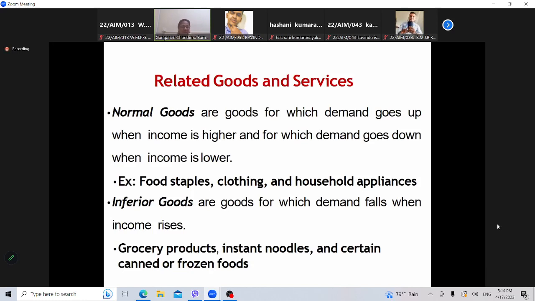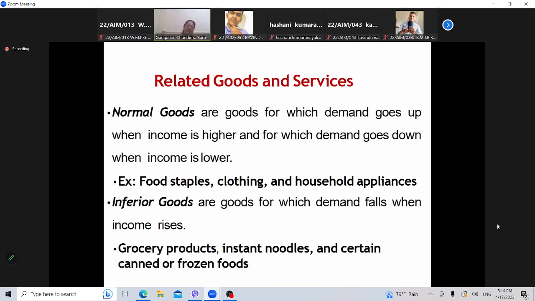When your income rises, you have better income, their demand falls. Let's say grocery products, normally instant noodles, who ate instant noodles, but they will not go for that when their income rises. When income is increasing, they will go for biryani or something, not instant noodles. Okay. So I think now you have a clear idea of normal good and inferior goods.